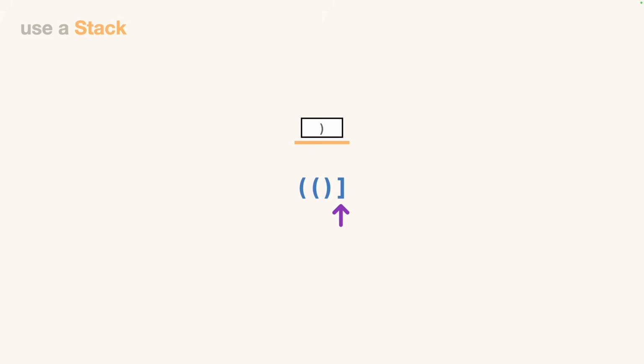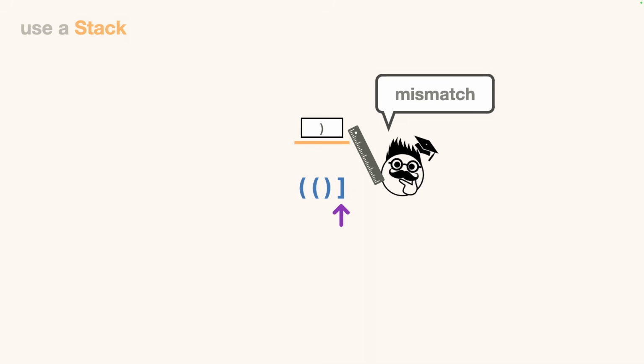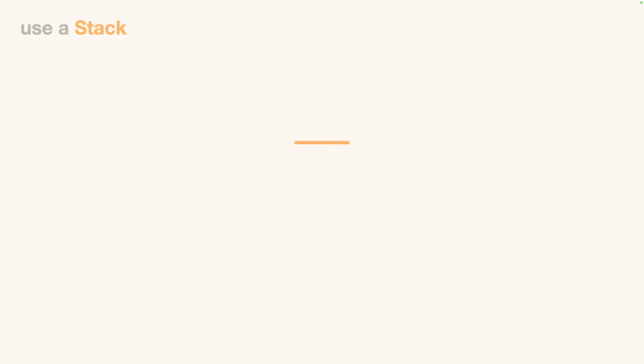Now on this iteration, I see another closer, but it's a closing square bracket. It does not match what's on the top of my stack, right? So here I have a square, but here I have the round one. This difference indicates that there's a mismatch. So I could just immediately return false, right? It's not the case that this string is valid. Great, let's go over another example.